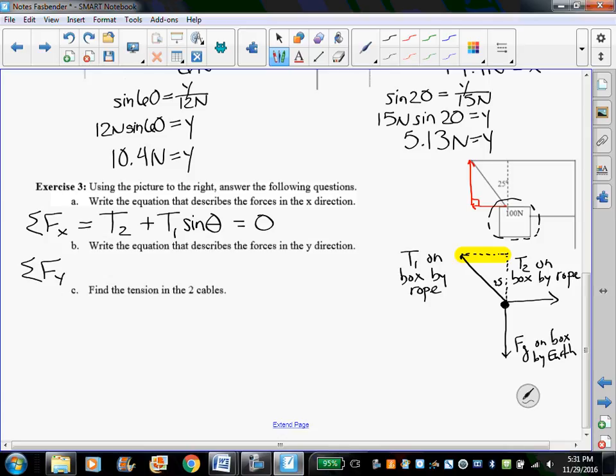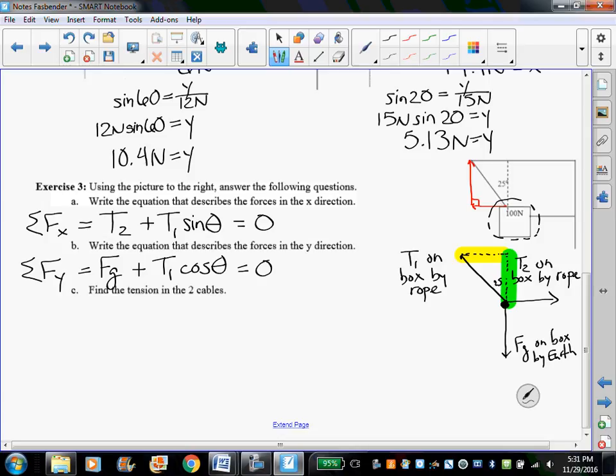If I sum the forces in the y direction, I've got force of gravity pulling me down. And then there's the part of T1 that's pulling me up. So we're really talking about this part right here in the green highlighter. So how can I describe that part of my triangle? Well, that part of my triangle is adjacent to the angle that I know. So I would use cosine in order to help me describe that part of the triangle.